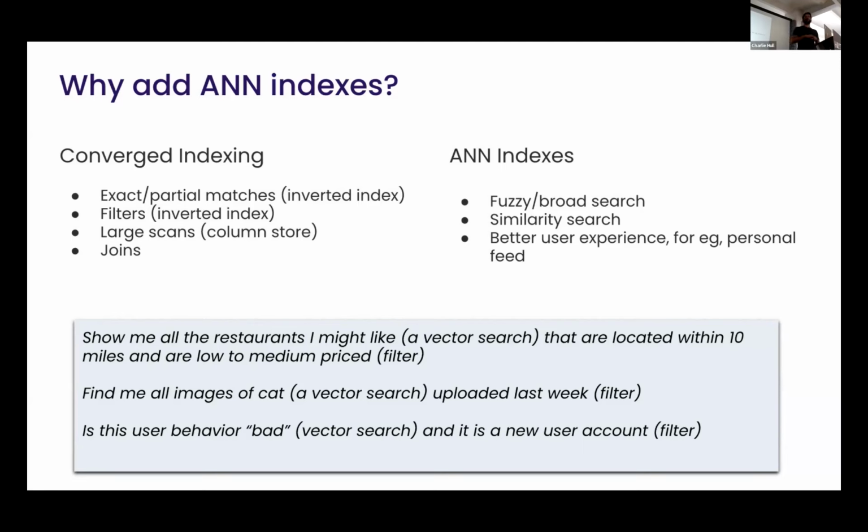Example queries could look like, find me all restaurants which this user might like. This is a vector search query. And you could filter it by radius, or by restaurants which are open right now. Similarly, you can find all images of cats uploaded last week, where the cat part might be a vector search. And so on, the list goes on. But the key observation to make here is that vector search by itself is rarely enough to drive value to users. You usually need to augment it with some sort of metadata filtering to show the most relevant results to your users.